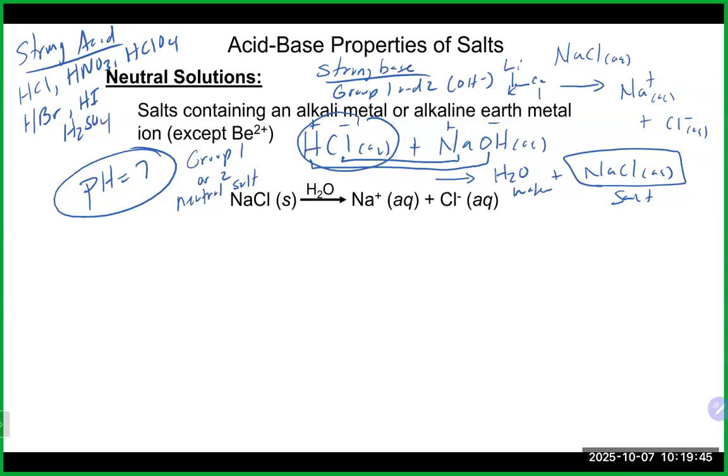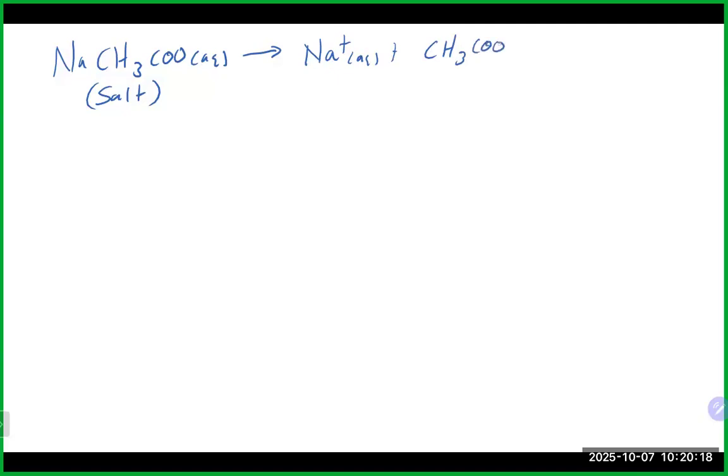Now, there are some salts, like, for example, if we take something like sodium acetate, right? Sodium acetate is a salt that will break apart in solution into sodium ions and acetate ions. By the way, since a salt is an ionic compound, it's also a strong electrolyte, which means it's not going to stay together in solution. It's just going to completely break apart.